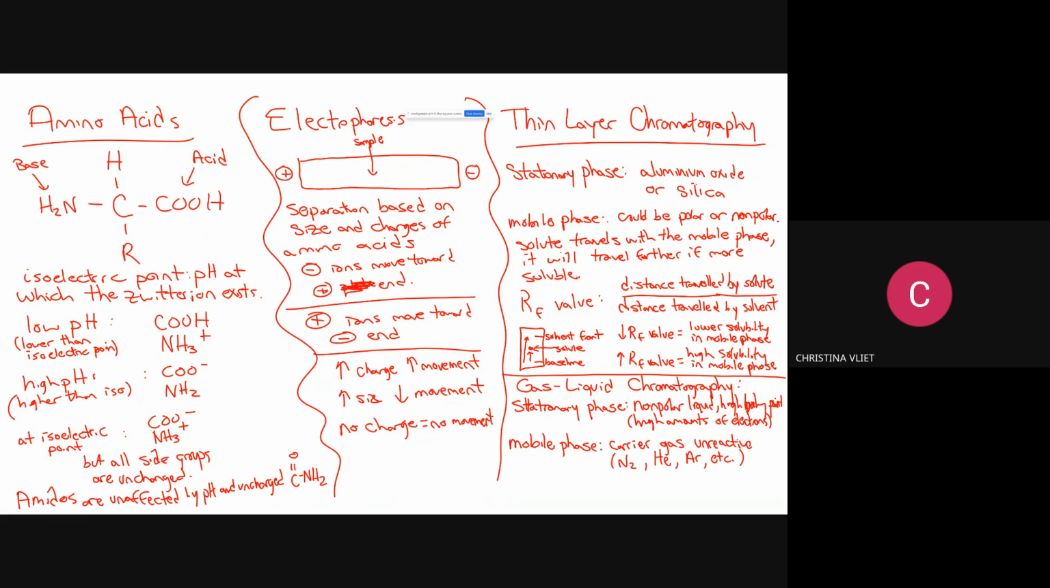And here you don't have an RF value. Instead, you have something called retention time. Does anybody remember what retention time is? It's just the time it takes for the compound to travel through the GLC and be detected. Time taken for sample to travel through the GLC and be detected.